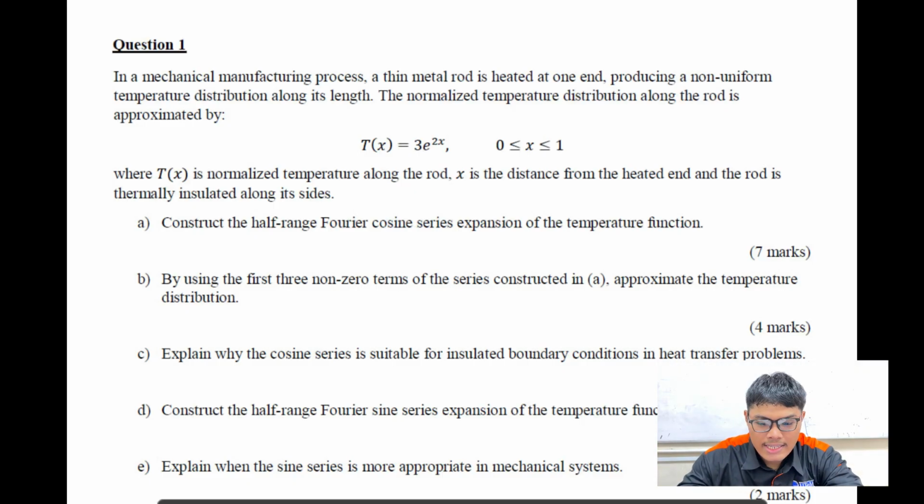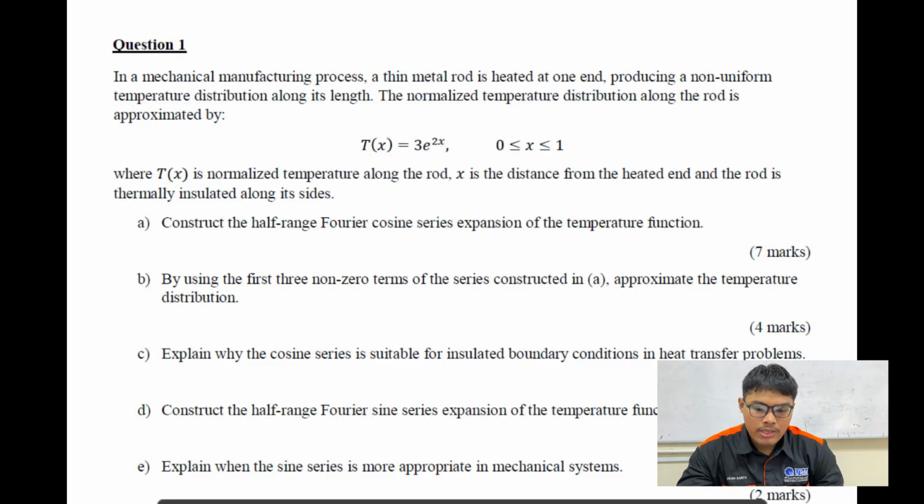The Fourier cosine series is suitable for insulated boundary conditions because an insulated boundary means that no heat flows through the boundary. In heat transfer, the heat flux is proportional to the temperature gradient. Therefore, for an insulated boundary, the temperature gradient must be zero. Mathematically, this condition is written as del T over del x equals zero. This type of condition is known as Neumann boundary condition.